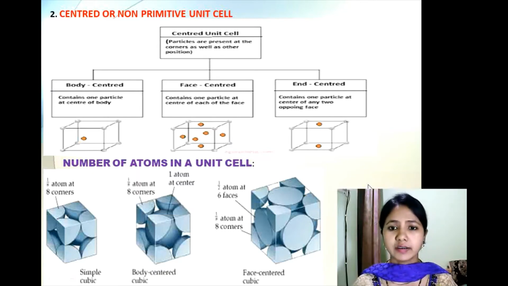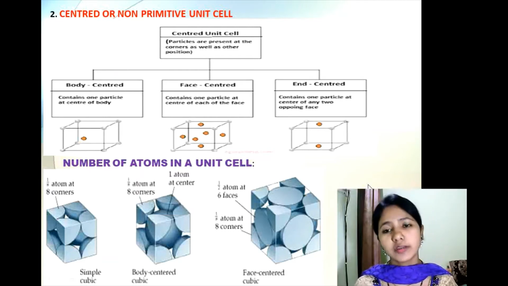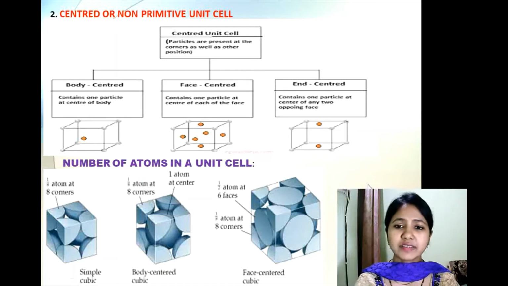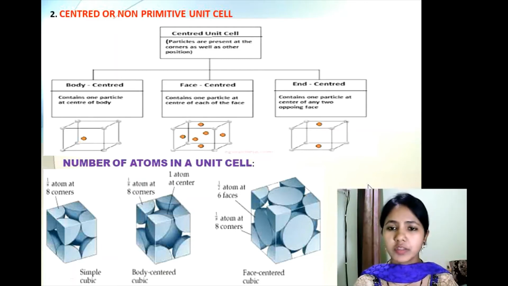Last one is the end center. Now in end center also the particles are present at the corners, 8 corners at the same time in any 2 opposite faces of the unit cell. You can see in the picture, the particles are present at the corners as well as in any 2 opposite faces of the cube. It may be just above and below or right and left, any 2 faces which must be opposite to each other.